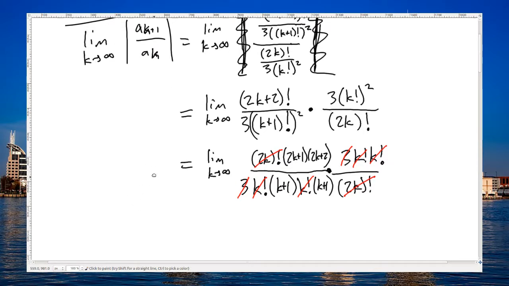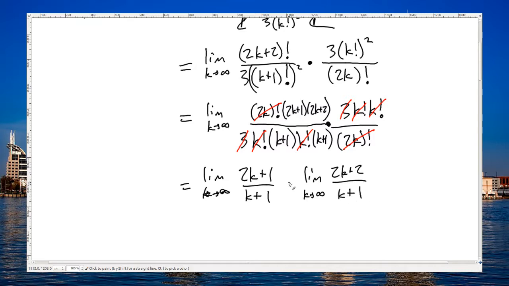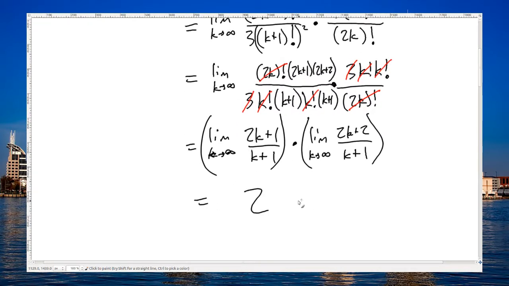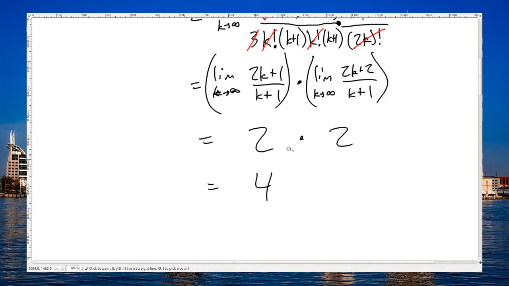And so what I end up seeing here is the limit as k goes to infinity. I can split this up into two separate things. I got 2k plus 1 over k plus 1, and then I also have 2k plus 2 over another k plus 1. You could combine these or do them separately. It doesn't really matter. Both of these limit to 2. 2 times 2 is 4.